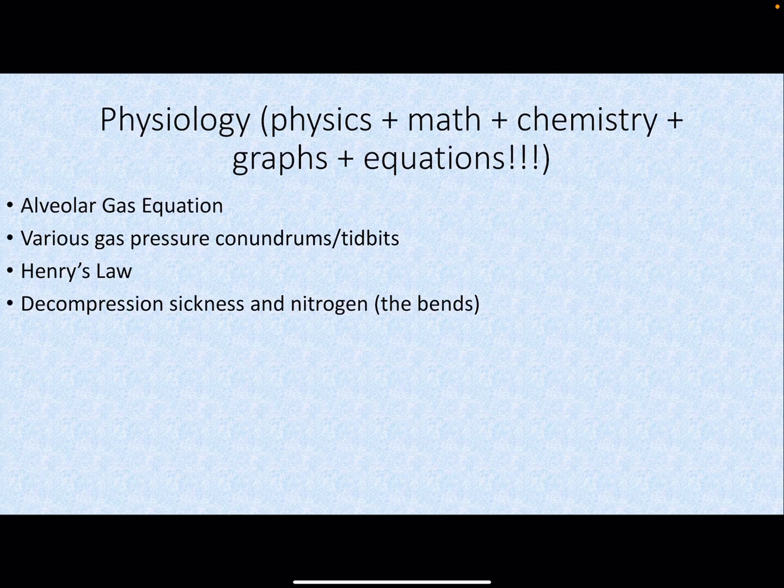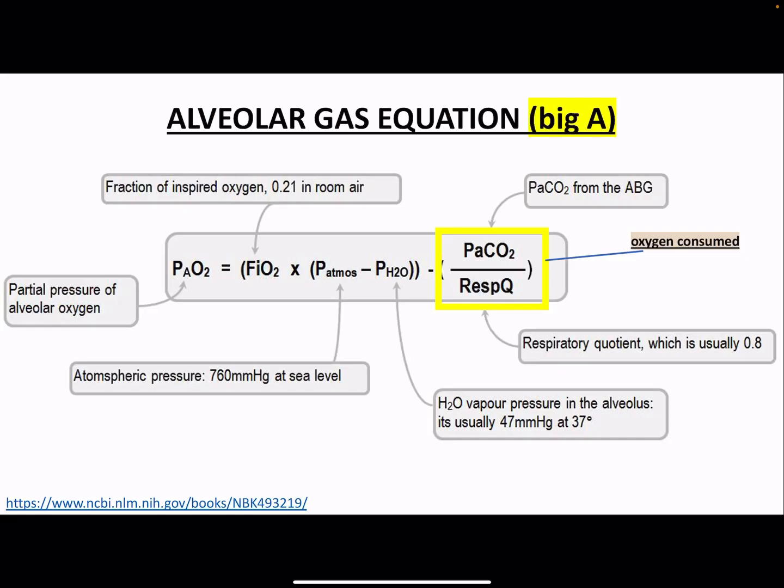All right, let's talk about gases and tons of equations, and probably more than you need or want to know about gases. But I honestly went down a rabbit hole. For me, understanding the nitty gritty of how the O2 and the CO2 levels change helps a lot with future pathologies. But again, don't feel pressure to understand everything. We'll go into the alveolar gas equation, bunch of stuff about gas pressures and little tidbits, conundrums, fun facts. Henry's law, decompression sickness. Alveolar gas equation.